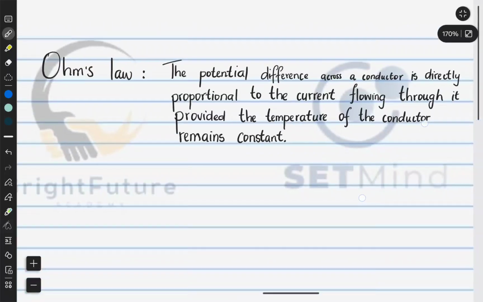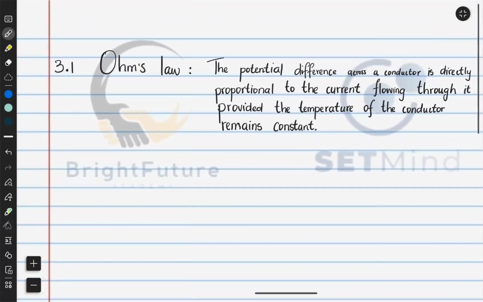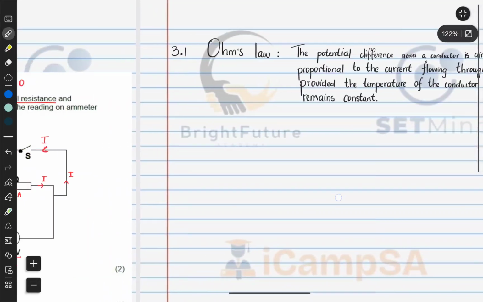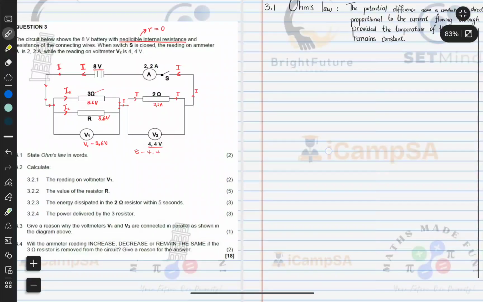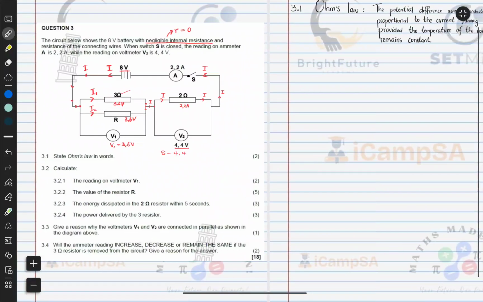So yeah, the potential difference across a conductor is directly proportional to the current flowing through it, provided that the temperature of the conductor does not change, so it remains constant, right? So that's how you would state Ohm's law. Obviously, some people would say the potential difference across a conductor is directly proportional to the current flowing through it at constant temperature. It's still fine, really, it's acceptable. So let's go to 3.2.1.